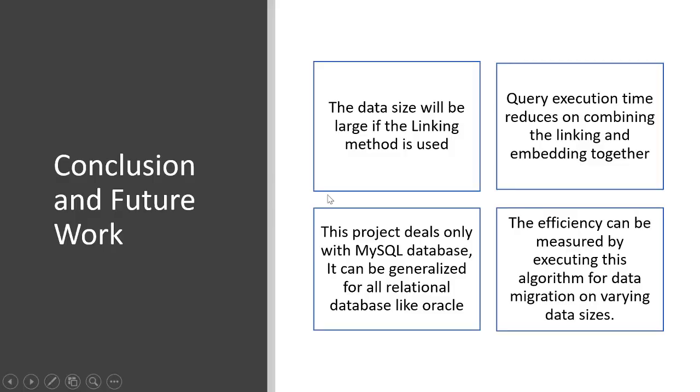So we can conclude that the data size has always been large with the linking method which we used in algorithm 1, and the query execution time reduced on combining the linking mode with the embedding mode. That is in the second algorithm, where we used 6 conditions to decide whether to go with linking or embedding.